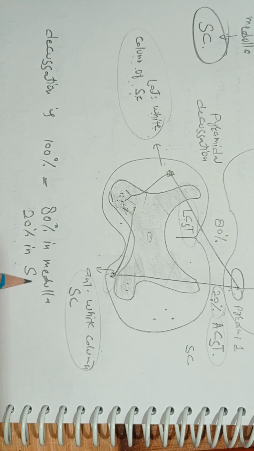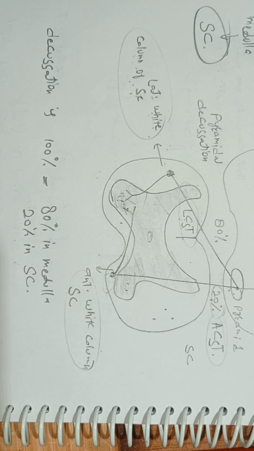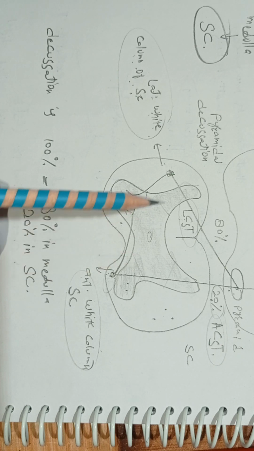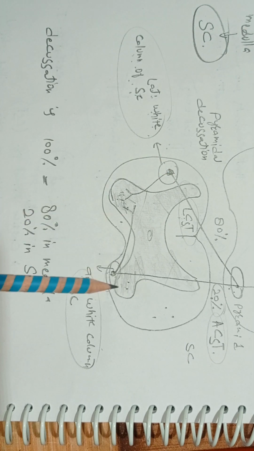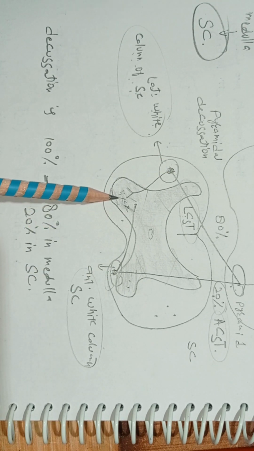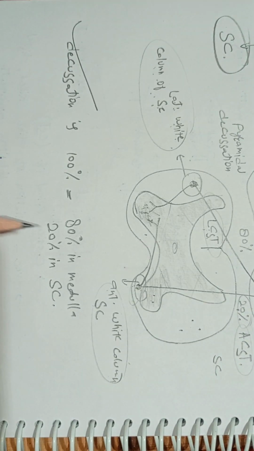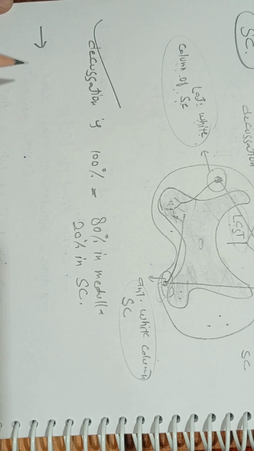20% in the spinal cord. So the decussation is 100% in the corticospinal tract. Both the lateral corticospinal tract and the anterior corticospinal tract go to the anterior horn of the gray matter. Clearly? So this part is clear.